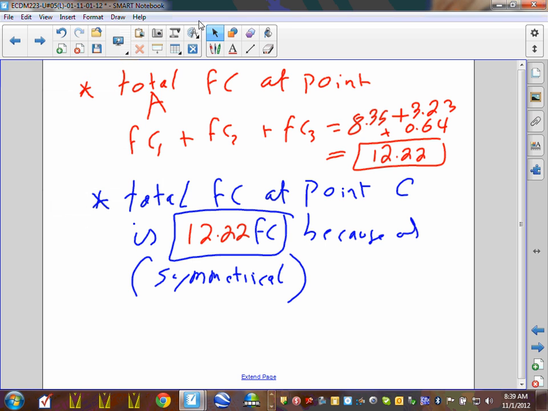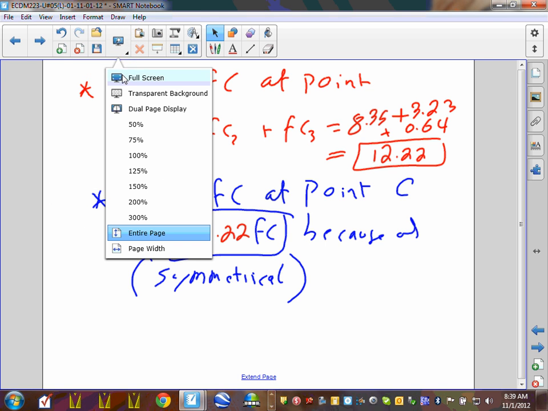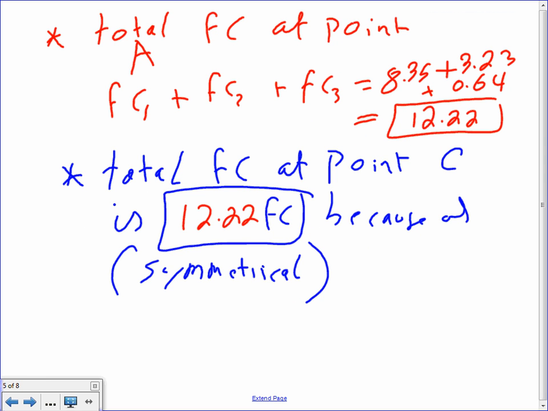Okay. Any comments, guys? Any questions about this? So really, on the final test, I'm going to give you a problem like this, and you're supposed to calculate 3 points. Find the foot-candle contribution from 3 points. Okay, so we got that one.